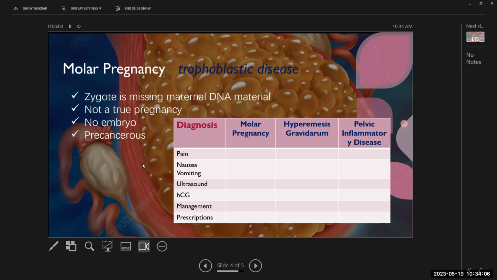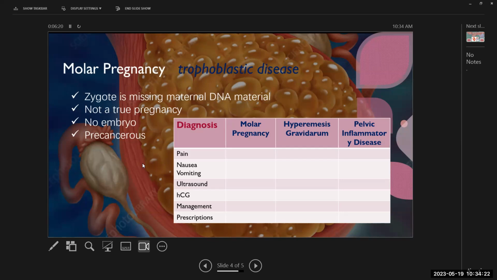And so what happens is those trophoblastic cells will exponentially grow, and it's called trophoblastic disease. It's not a true pregnancy. We don't see any embryo, and it is precancerous.